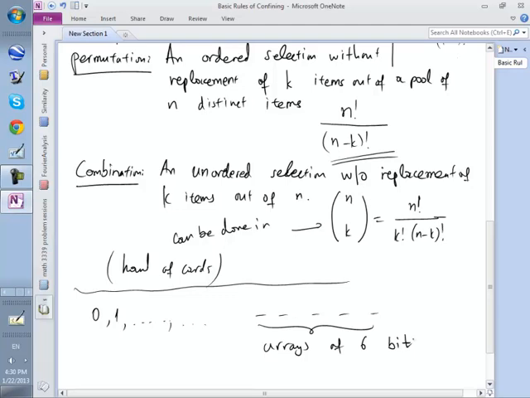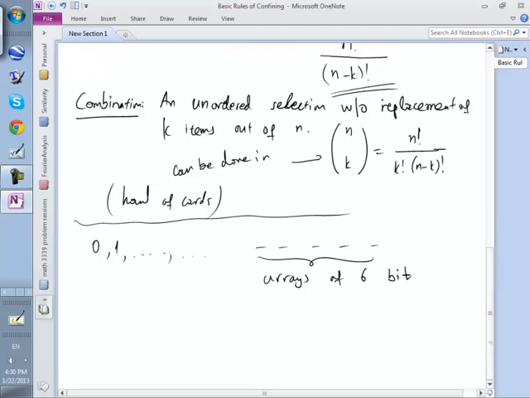So how many arrays of 6 bits by using zeros or ones can we form? Since I'm giving you 6 positions and only 2 symbols, you understand that you have to use them with replacement. You can use as many times as you want the 0, as many times as you want the 1. So how many of those can we form? Of course, in the array, every position counts, okay? It matters which is first, which is second, as you read from the left.